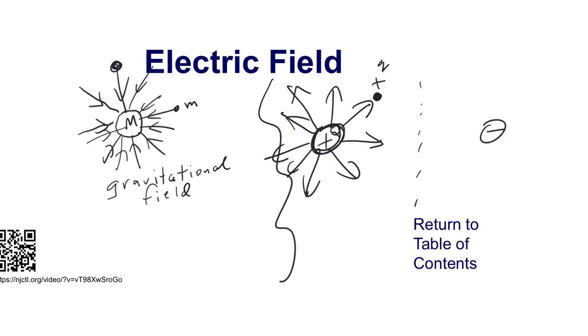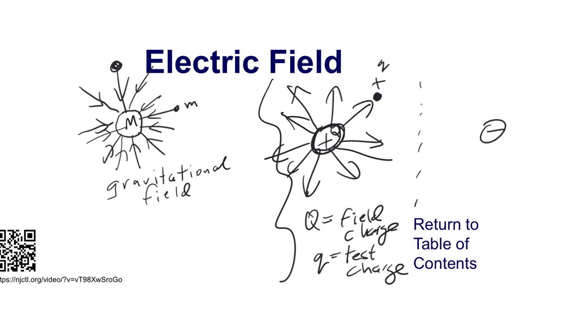Big Q is the field charge, because its field is so much bigger than the small q, which is the test charge. Okay, so the arrows extend outwards, because the field lines, as they call them, extend outwards because positive repels. A positive test charge is repelled by a positive field charge.